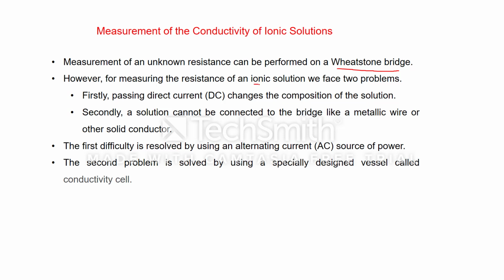But for ionic solutions, we face two problems. The first one is that passing direct current changes the composition of the solution. And secondly, a solution cannot be connected to the bridge like a metallic wire or other solid conductor. These problems can be resolved. The first can be resolved by using an alternating current source of power. And the second problem is solved by using a specially designed vessel called a conductivity cell.